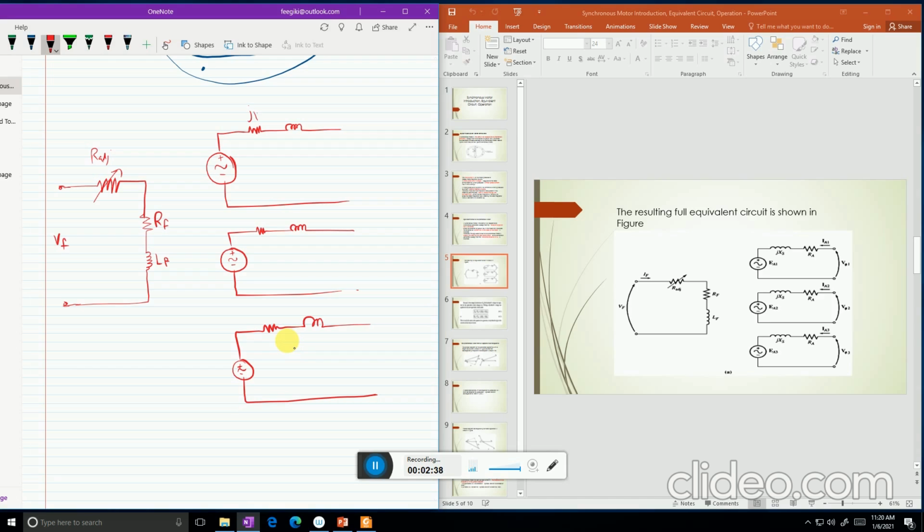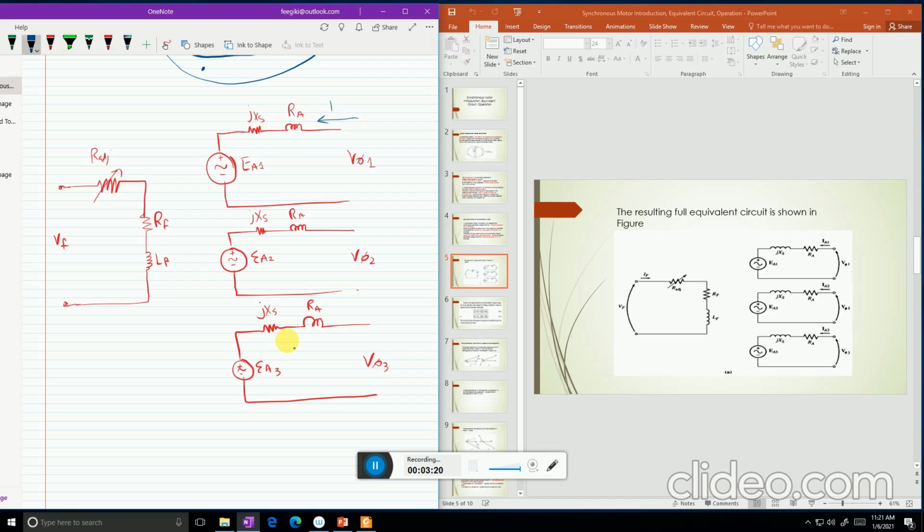This is jXs as the synchronous reactance, armature resistance, and internal generated EMF EA1, and the V phase 1. Similarly, synchronous reactance, armature resistance, internal generated EMF EA2, and this is EA3 and V phase 3. So the difference is this one, which I am going to draw here.